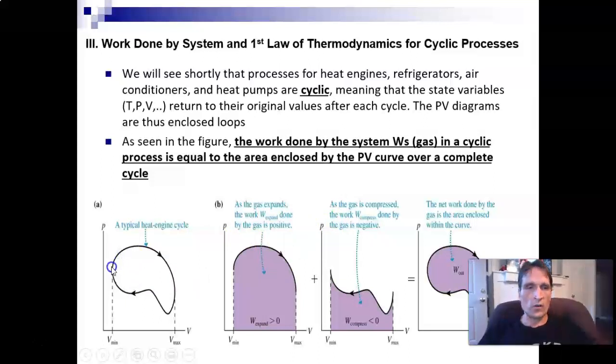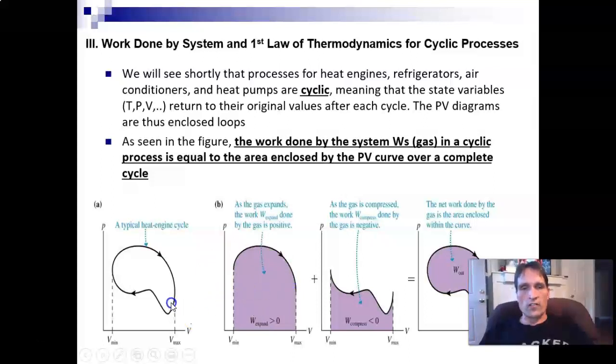So if we take this closed loop here, and we take the top part of this curve, this is the expansion going from smaller volume to larger, and we calculate the area under the curve. This is an expansion, right? And so the work done by the system is a positive value. The area under the curve is positive.